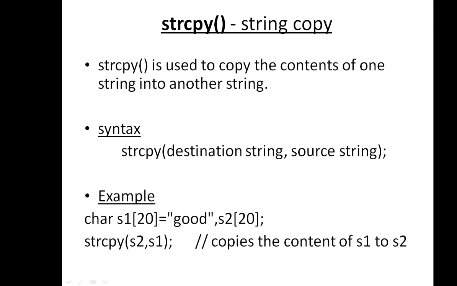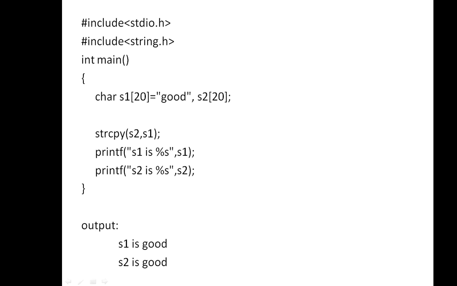So as the equal to operator does not work, we go for a special function for this. Okay. S1 is equal to good and S2 we have nothing in it. So string copy of S2 comma S1 will copy the content of S1 into S2.